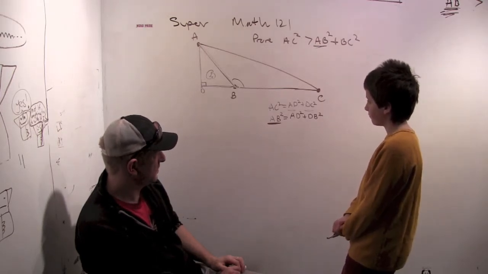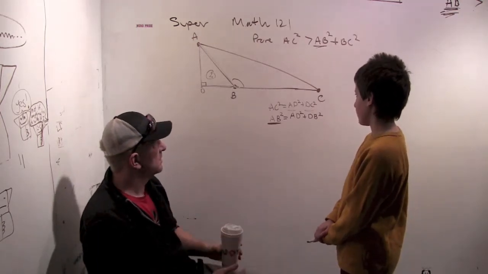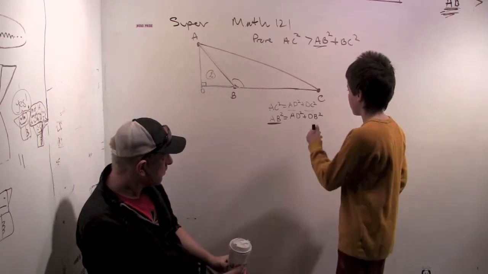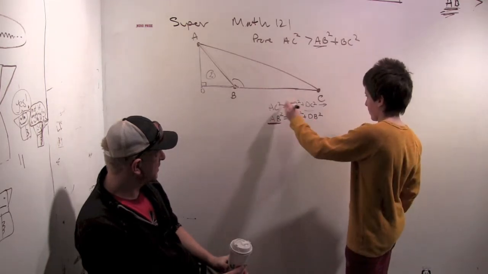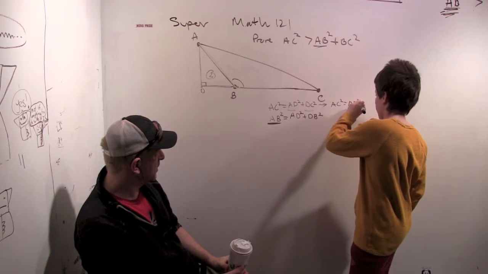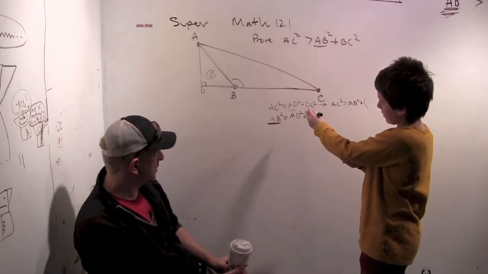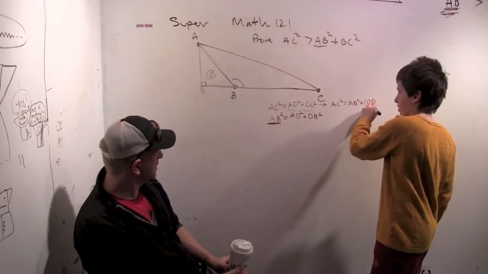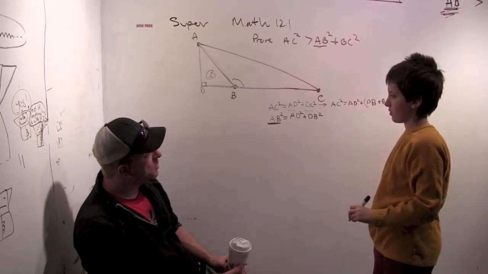Well, actually, we could say this equation, AC squared is AD squared plus DB plus BC squared. Oh, interesting.